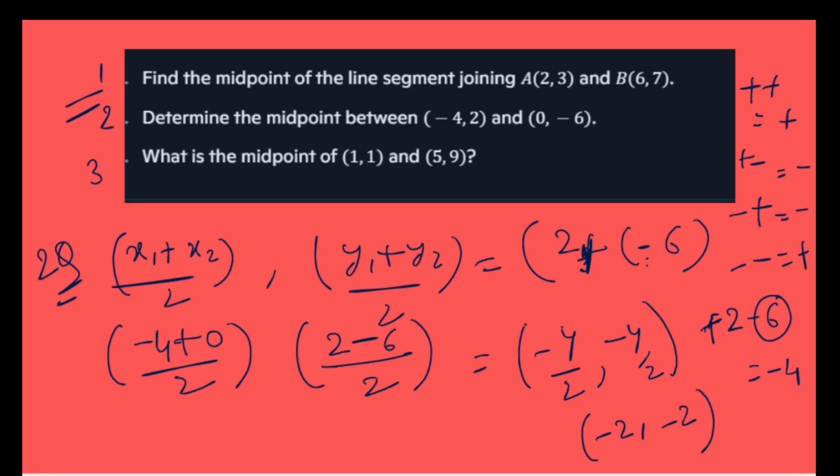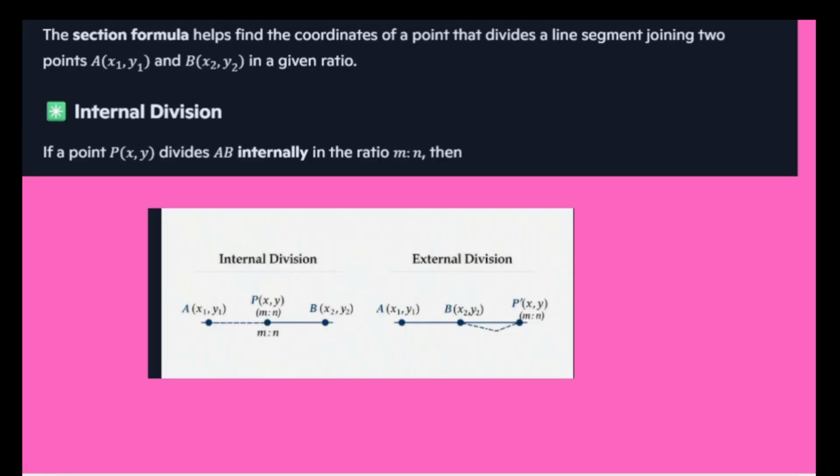Now moving further to the next topic, that is internal and external division. The section formula helps find the coordinates of the point that divides a line segment joining two points in a given ratio. If there is a midpoint, that will divide in the same ratio.